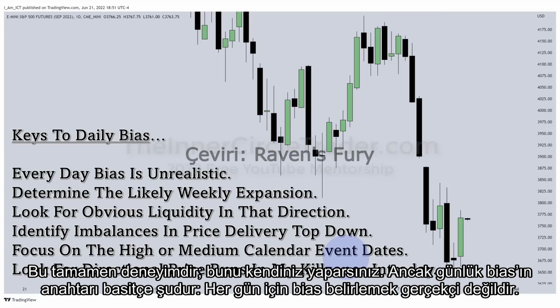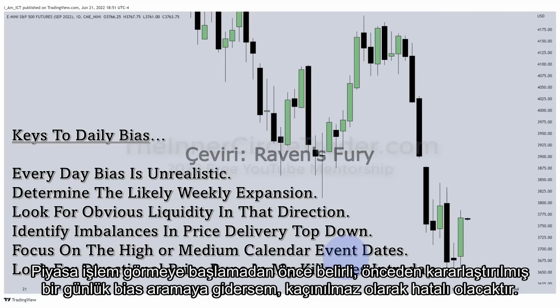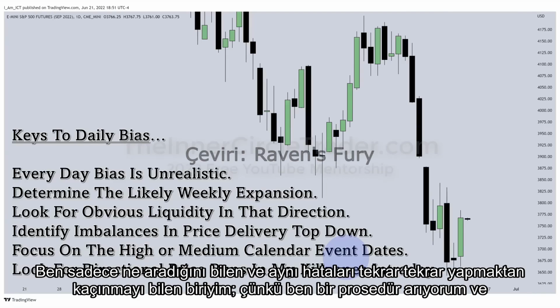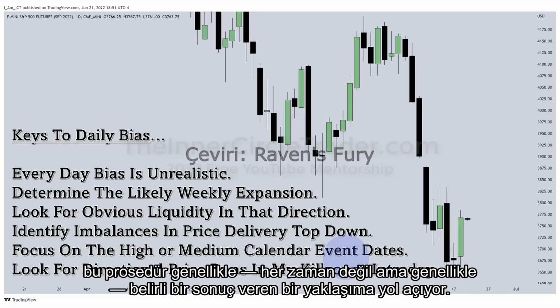Everyday bias is unrealistic. If I go in looking for a specific predetermined daily bias before the market starts trading, invariably, I'm going to have it incorrect. Notice I said that I'm not perfect. Some of you hold me up to this hero level status, and I'm not a hero. I'm just somebody that knows what they're looking for and knows how to avoid, hopefully, making the same mistakes over and over again, because I'm looking for a procedure and process that will lead to an outcome that generally, not all the time, but generally yields a specific result.